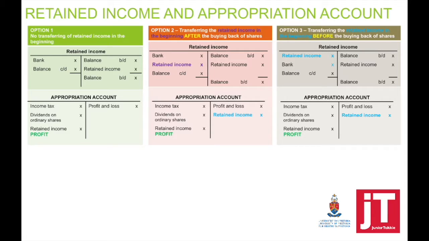If I look at option 2, it means that the retained income in the beginning is transferred after the buying back of shares to the appropriation account. The third option is where the retained income, the balance in the beginning, is transferred before the buying back of shares to the appropriation account. Familiarize yourself with all of these options. You can choose what works for you.